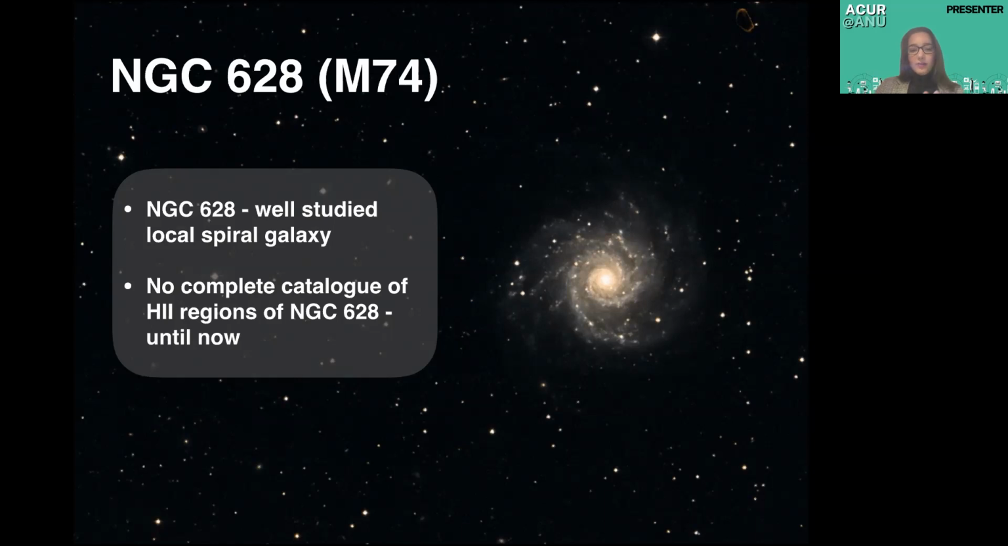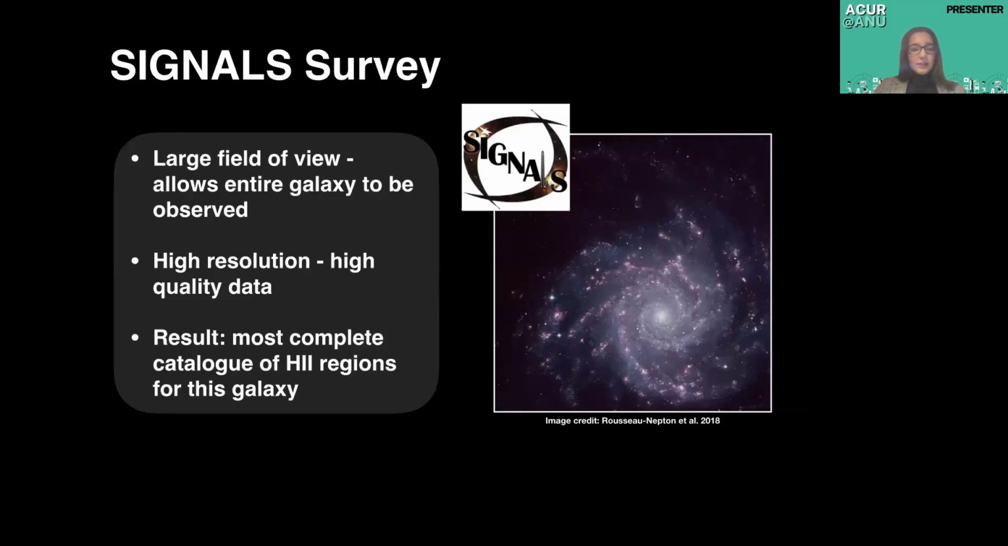And many previous studies have significantly advanced our understanding of star formation by analysing the properties of the gas in the star forming regions of this galaxy, but we haven't had any studies on a complete catalogue of H2 regions of this galaxy until now. And this is where my data comes in. As I said, the galaxy is very well studied, but the advantage with these new observations from SIGNALS is that these observations are at a high spectral and spatial resolution, meaning we can identify individual H2 regions rather than being lost in the background emission.